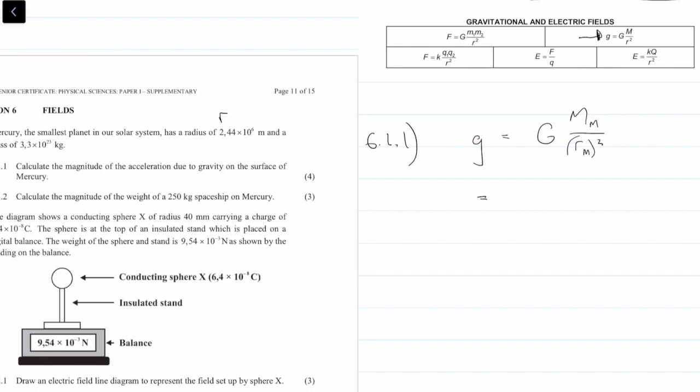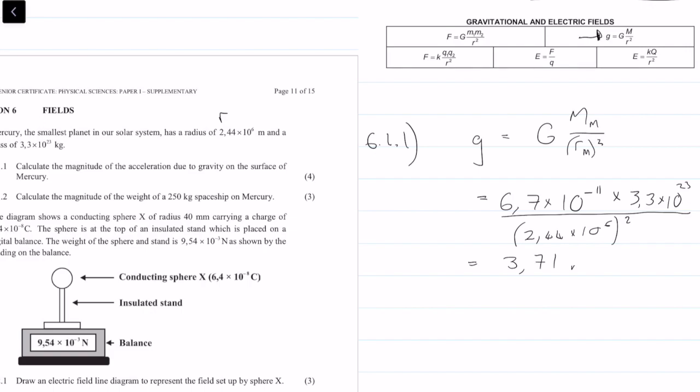G is a constant which is found on the formula sheet and has a value of 6.7 times 10 to the minus 11 times our mass, which was 3.3 times 10 to the 23, over the value of R, remember to put it in brackets when we're squaring it, 2.44 times 10 to the 6 squared. Putting that into a calculator, we get a value of 3.71 meters per second squared, because that is the value of acceleration. And again it asks for the magnitude, so we don't have to give a direction. Cool, so that's the first question.